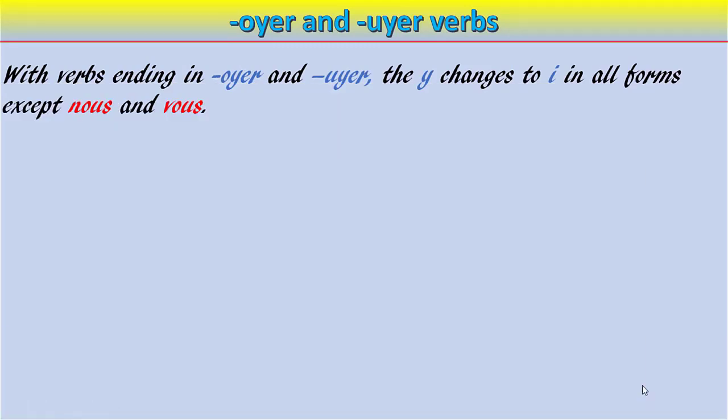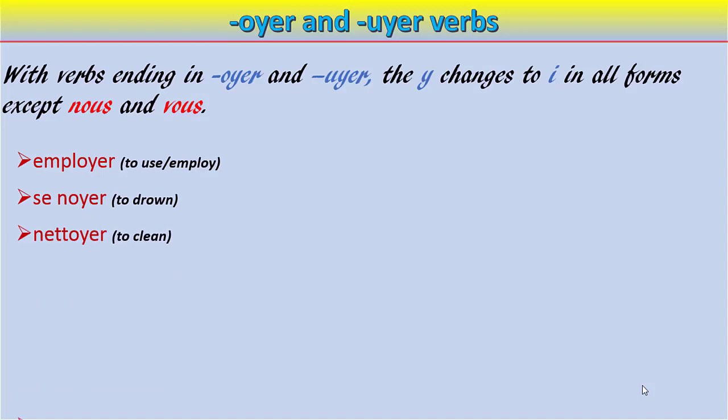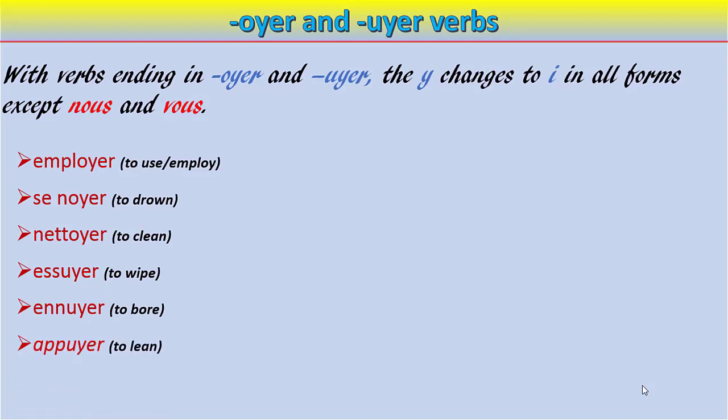So with verbs ending in OYER and UYER, the Y changes to I in all forms except nous and vous, that is first person and second person plural. A few examples of these verbs are employer, se noyer, nettoyer, essuyer, ennuyer, appuyer, envoyer.